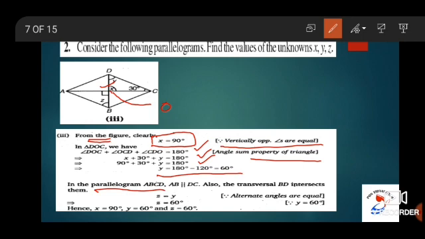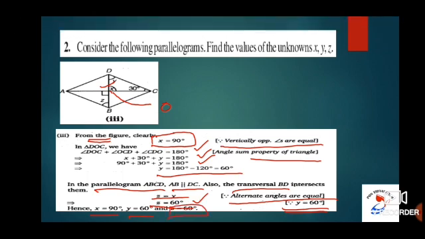In the parallelogram ABCD, AB is parallel to DC. Therefore, there is a transversal BD that intersects it. Then you can say alternate angles are equal. By that you can say angle Z is equal to angle Y. The value for Y we have already found, that is 60 degrees. Therefore, the value for Z is 60 degrees. To conclude, the solution for this problem is x is equal to 90 degrees, y is equal to 60 degrees and z is also equal to 60 degrees.